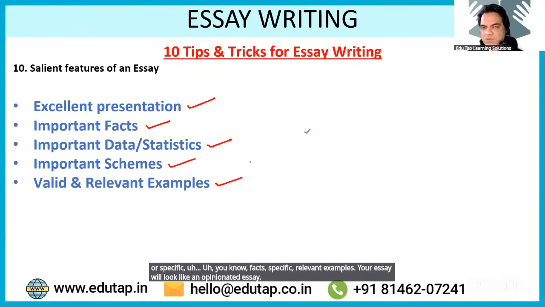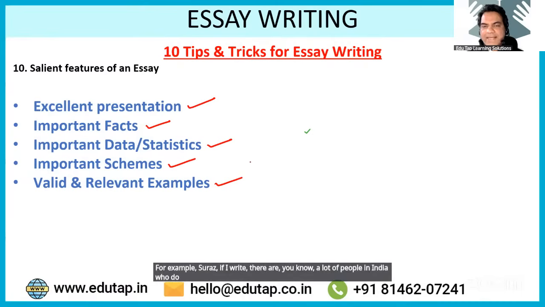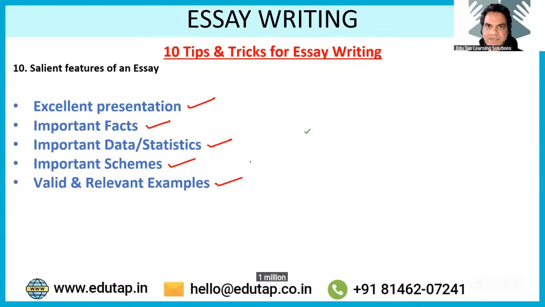For example, Suraj, if I write, there are a lot of people in India who do not have access to financial services. Now, what do you mean by a lot of? 1 million, 1 billion, 1 trillion, what? 40%, 30%, 20%, what? It seems you don't actually know about it. You're just writing on the basis of what you've heard, right? So this is called an opinionated answer.